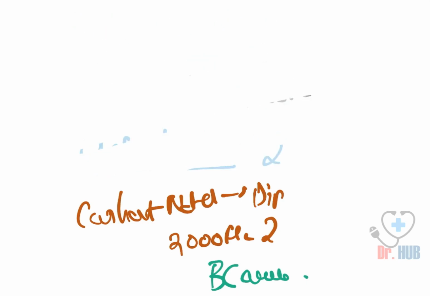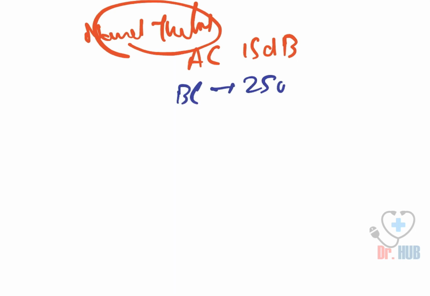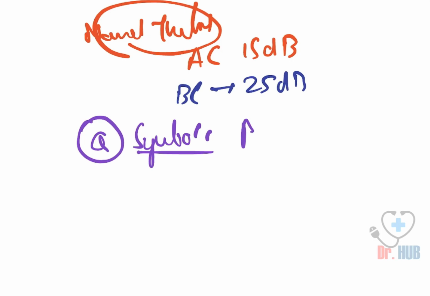So now we are going to answer our questions. The first question we asked was, what are the normal thresholds? The normal thresholds are 15 decibels in case of AC, and 25 decibels in case of BC.